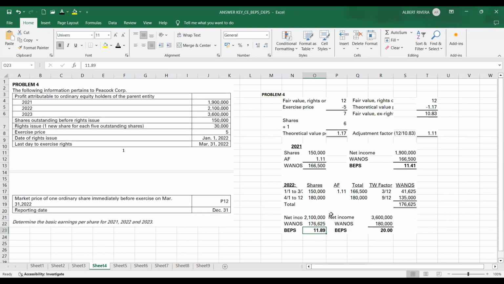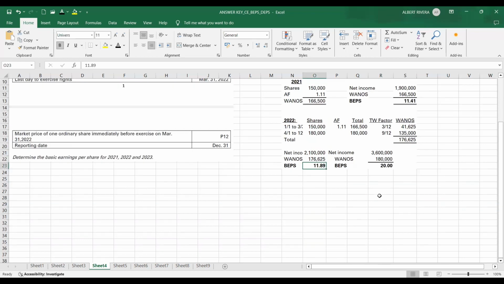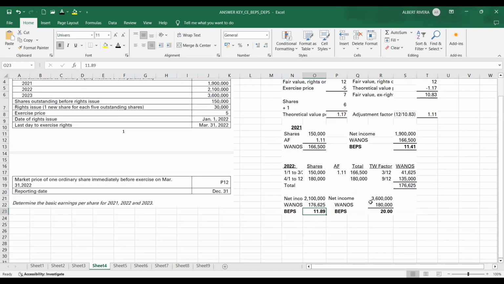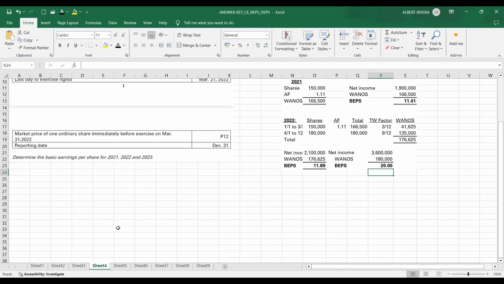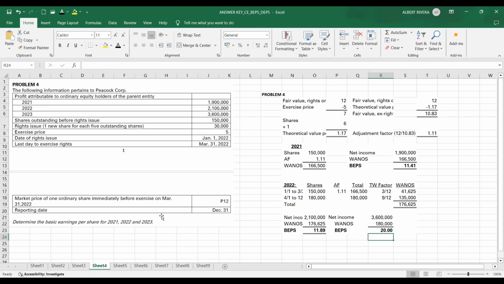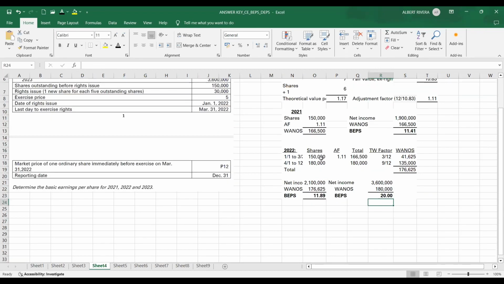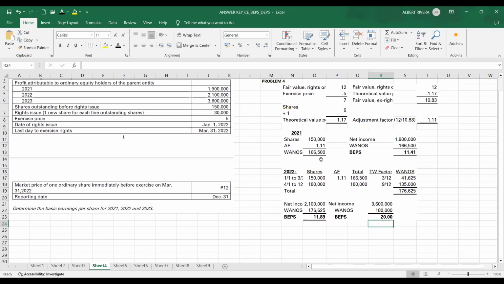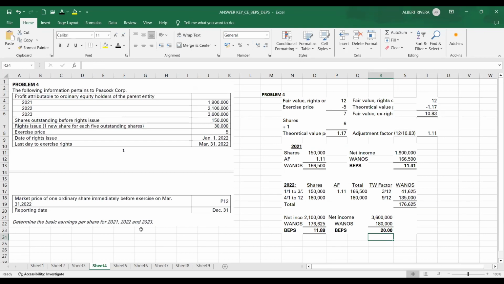Okay? Ito for 2023 ito. Okay, this is for 2023. And for 2023, net income is 3.6. And the number of shares, 180 na kasi siya eh. Hindi naman nagbago yan ng 2023. Kaya this is 20. Okay? So, ang common na tinatanong dito class is 2021 and 2022. Kaya, doon ka mag-focus. No? Okay. So, this is problem 4.